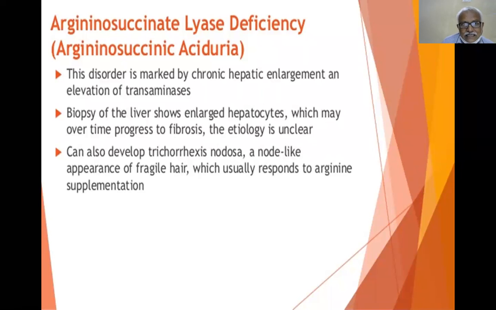Argininosuccinate lyase deficiency, that is argininosuccinic aciduria, is marked by chronic hepatic enlargement and elevation of transaminases. Biopsy of the liver shows enlarged hepatocytes, which may over time progress to fibrosis. That is the picture, and the etiology is not clear even till today. And some of you should get a Nobel Prize for finding the etiology for this histopathological appearance.